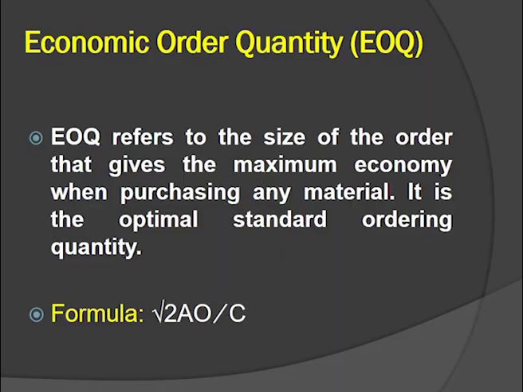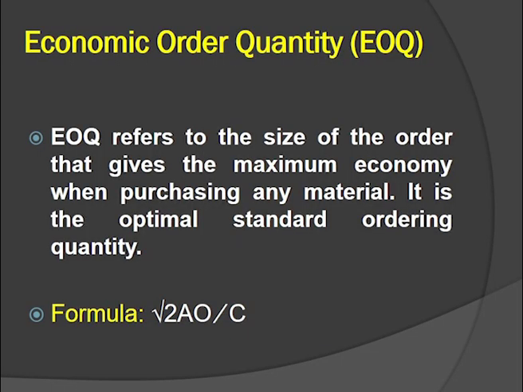So, keeping in mind this ordering cost and the carrying cost, we need to decide or calculate how much quantity of material is to be ordered. That is called economic order quantity. It refers to the size of the order that gives the maximum economy when purchasing any material. It is the optimum standard ordering quantity.